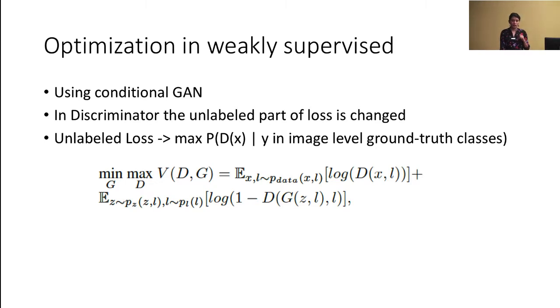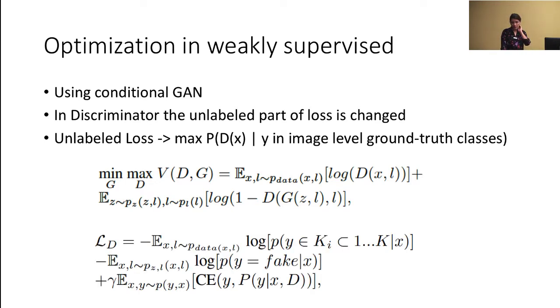It's very similar to a typical GAN. The only difference is now we have L, extra information that we condition the generator on. And this is the modification of the loss of the discriminator. So when we have the image-level labels that we have in the ground truth, we now want to maximize the probability of those classes. And still we have to label the generated images as fake.